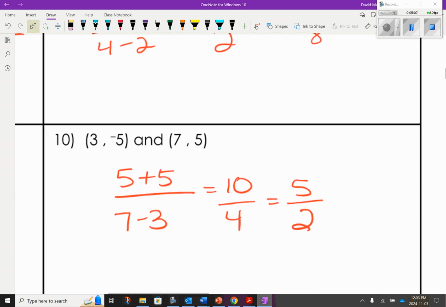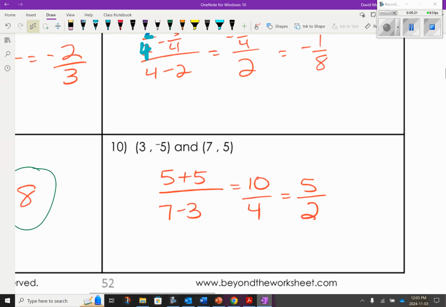And then for number 10, 5 minus -5 is +10. 7 minus 3 is 4. 10 over 4 should reduce down to 5 over 2. And again, it's a video, so anytime you need to rewind and rewatch things, you have that under your control. I hope this helped.